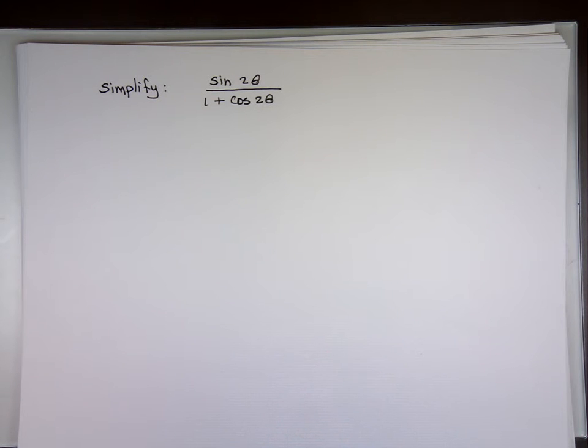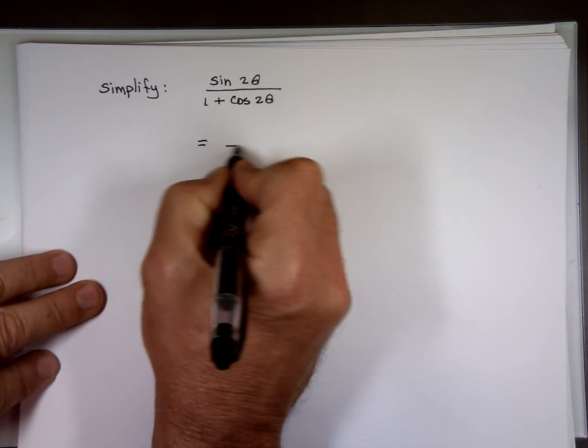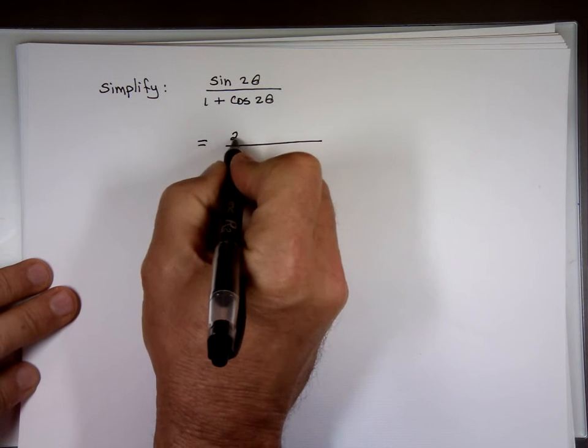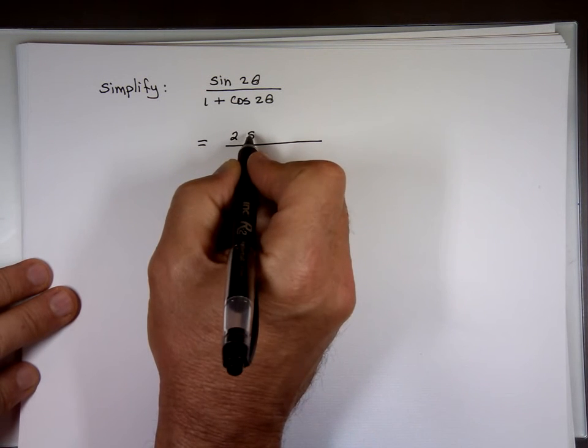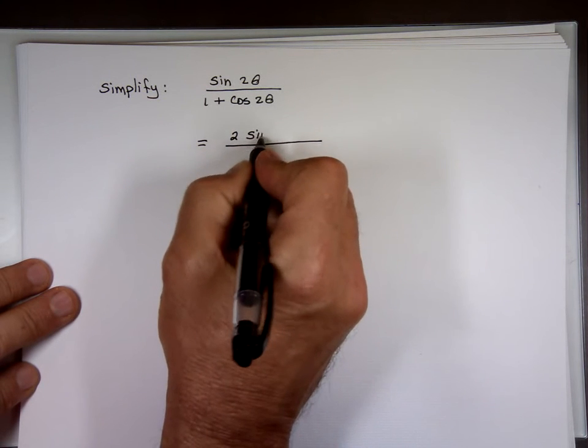Now I'm trying to simplify that. Well, what's sine 2 theta? Sine 2 theta is what? 2 sine of theta cosine theta.